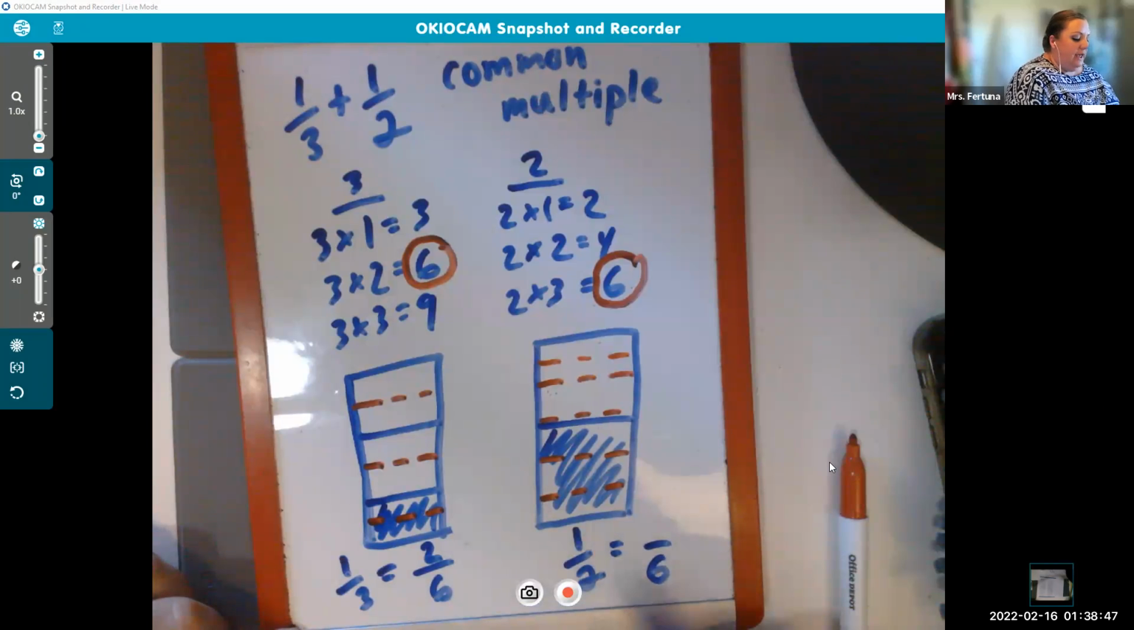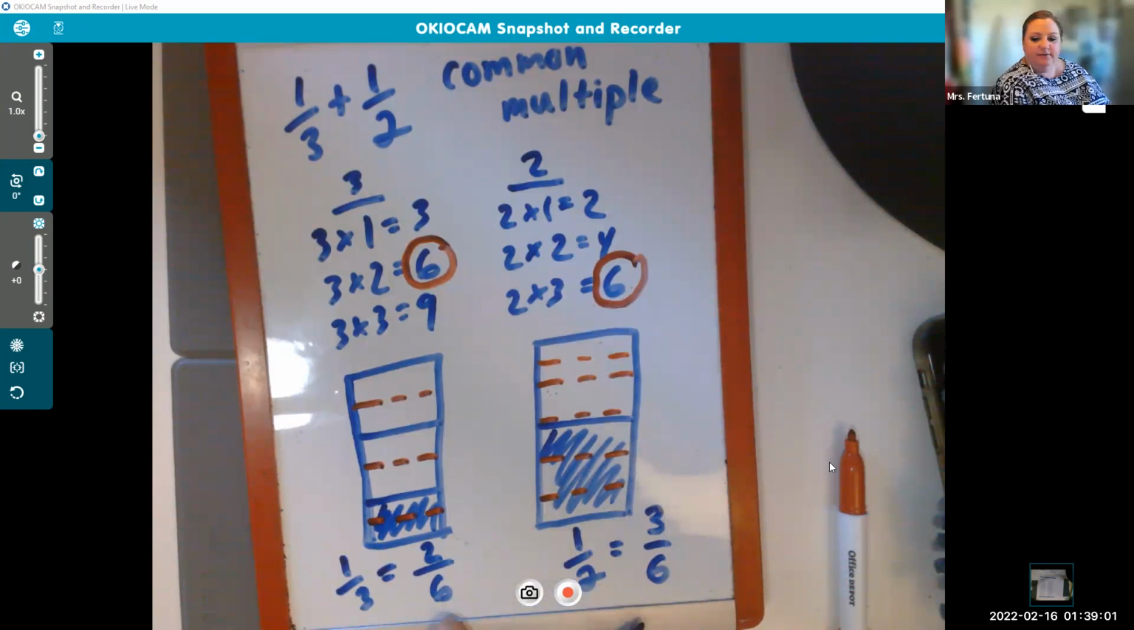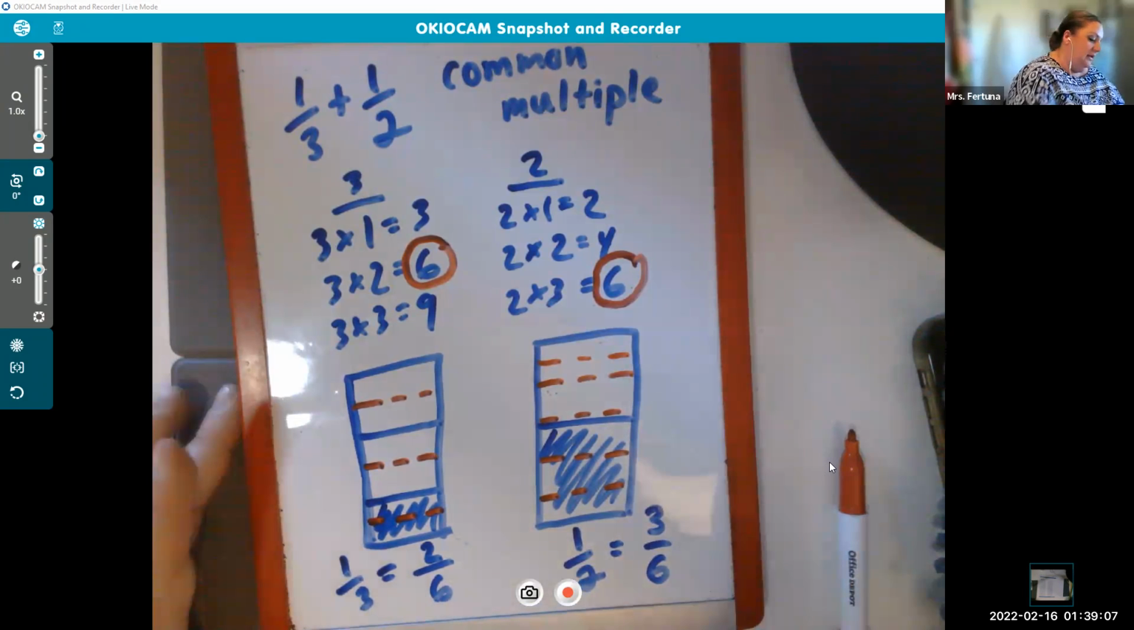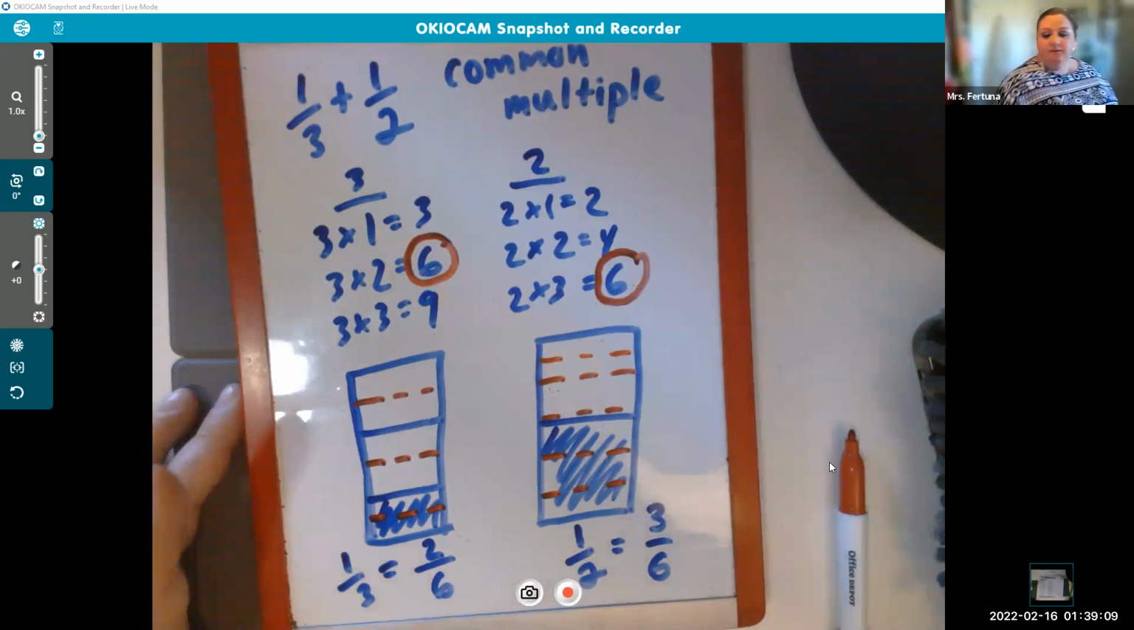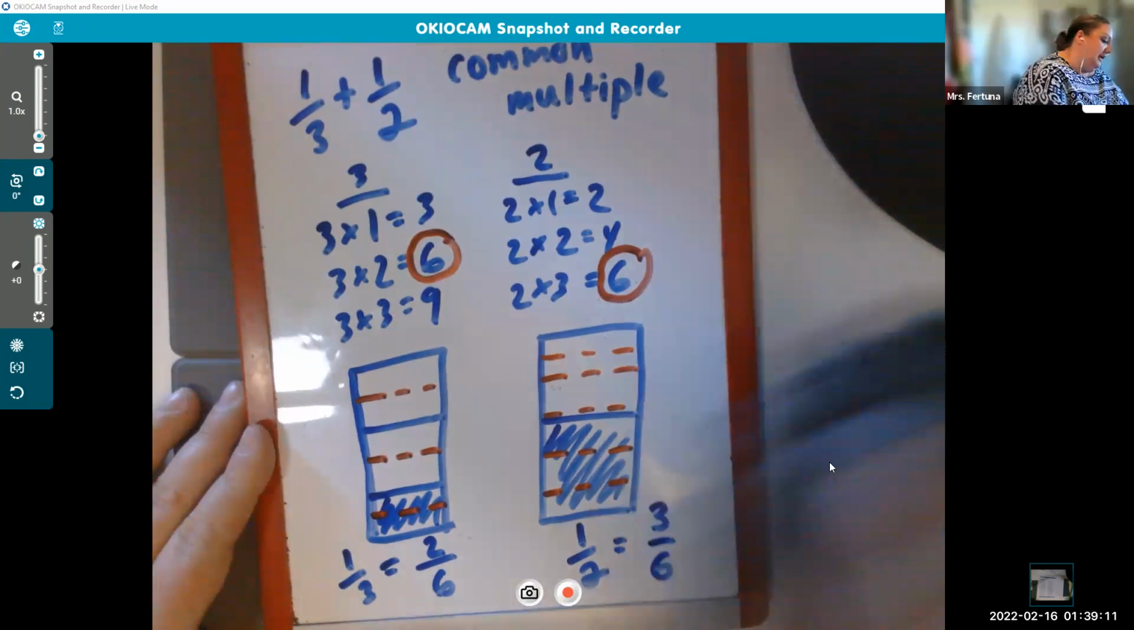We have the 1/2. We know that 1, 2, 3 of the pieces are shaded. So now we have 3 over 6. Well, perfect. Now we have 2 sixths and 3 sixths that we can add together. Okay. Pause if you need to finish writing this down. I'm going to erase so I can add these two together.